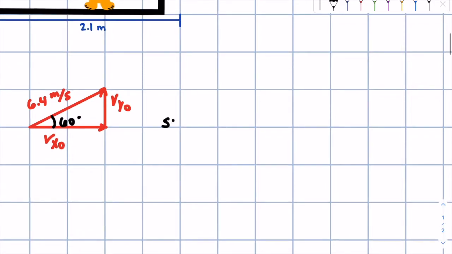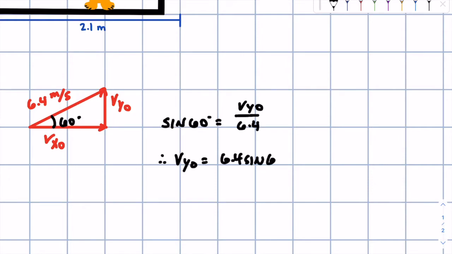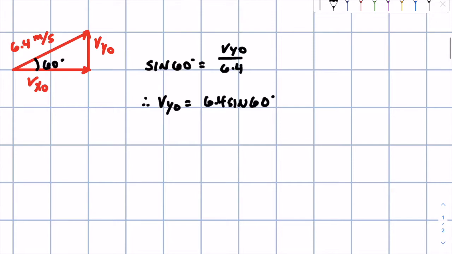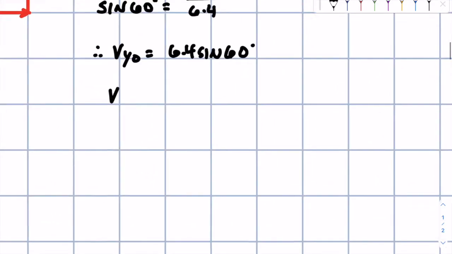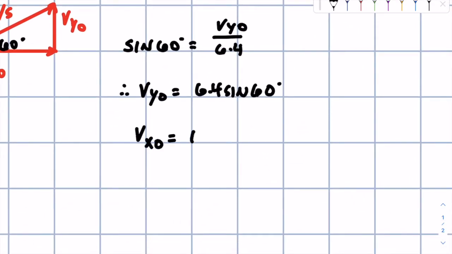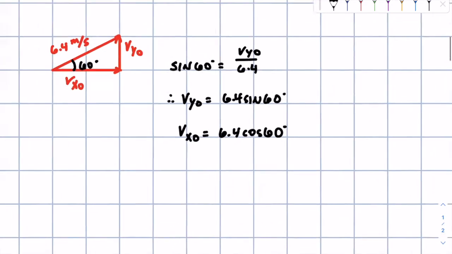We know that the sine of 60 degrees is equal to Vy naught over 6.4, because sine is equal to the opposite over hypotenuse. So solving for Vy naught, we get Vy naught is equal to 6.4 sine of 60 degrees. I'm going to skip a couple steps and solve for Vx naught using the same process, but this time with cosine. So Vx naught is equal to 6.4 cosine of 60. Okay, that's helpful.